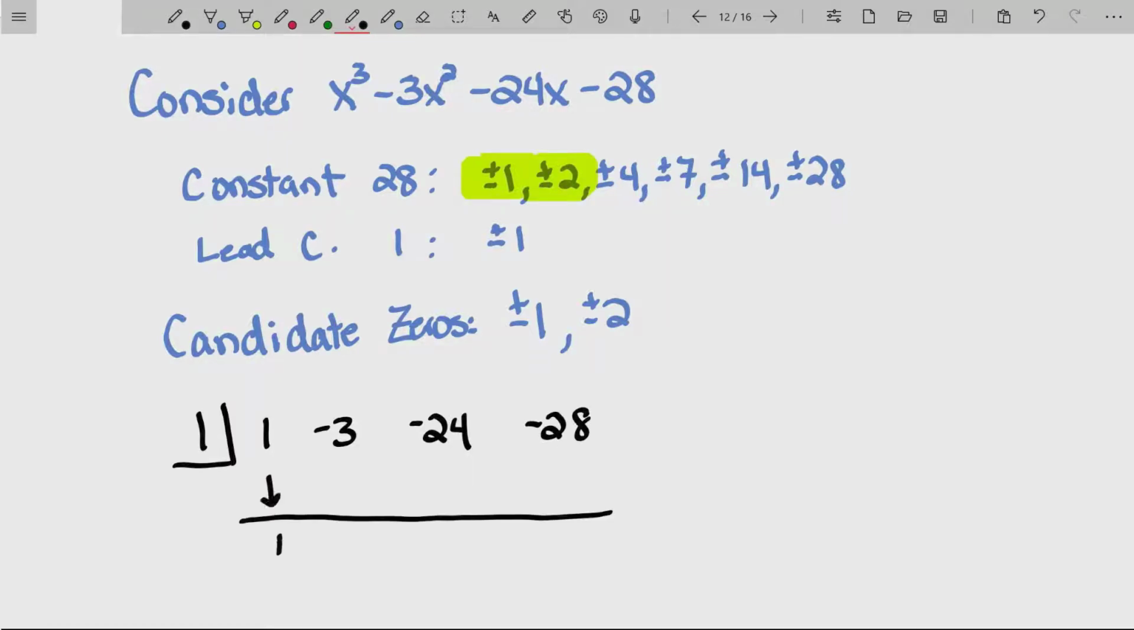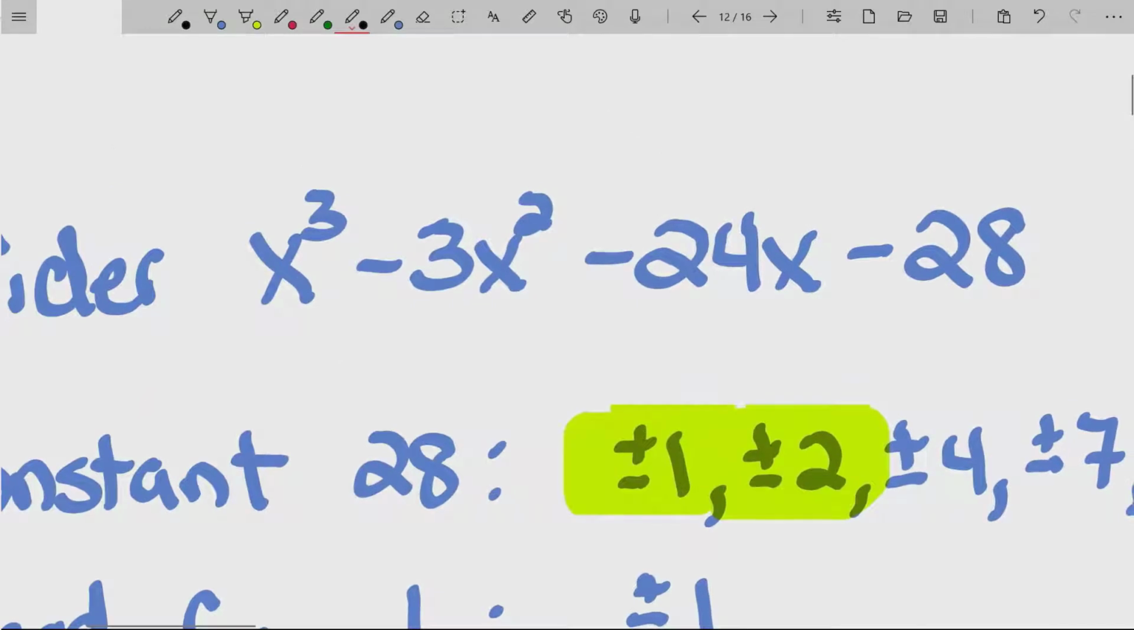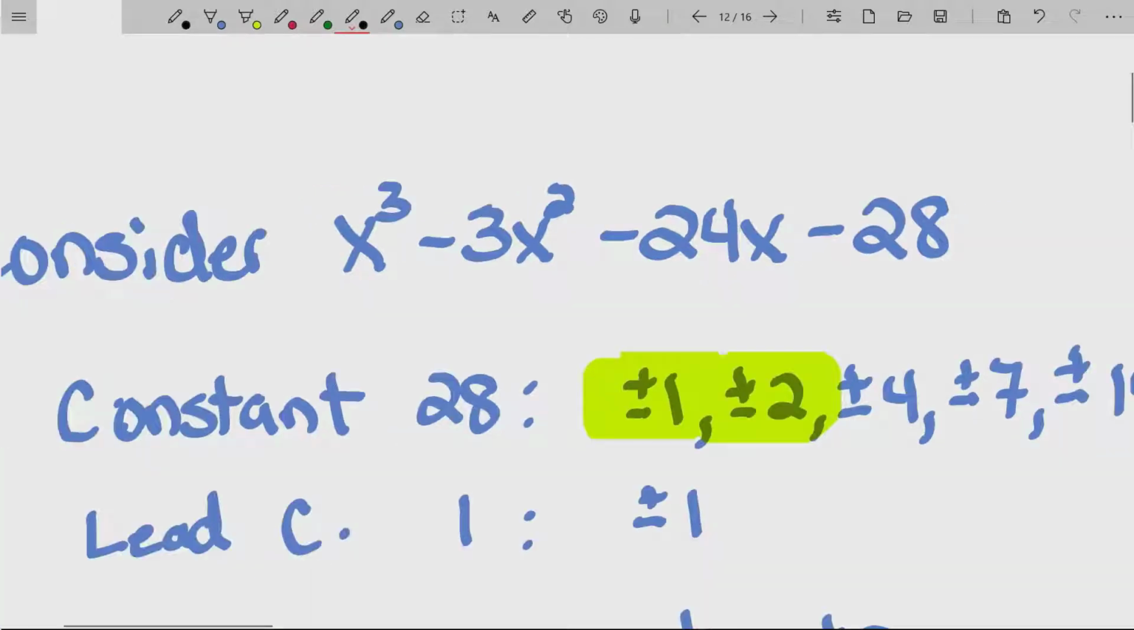Bring down the 1. 1 times 1 is 1, plus a negative 3 is a negative 2. 1 times negative 2 is negative 2, right? You just keep doing this, and then you find out this is not 0, and so 1 is not a 0. You can see it's a little bit long-winded to do it that way. The number 1 is almost always easier just to plug into the original polynomial very quickly to see if it just turns into 0. After that, though, synthetic division is kind of the king of the course.